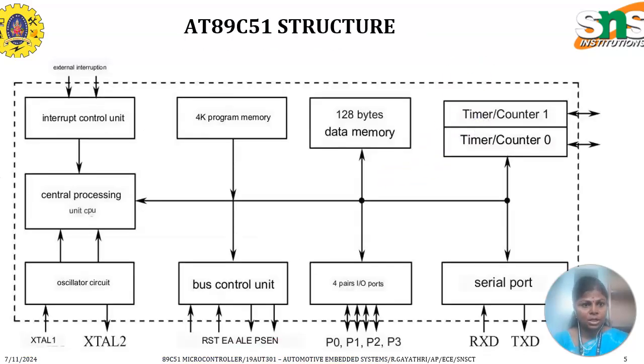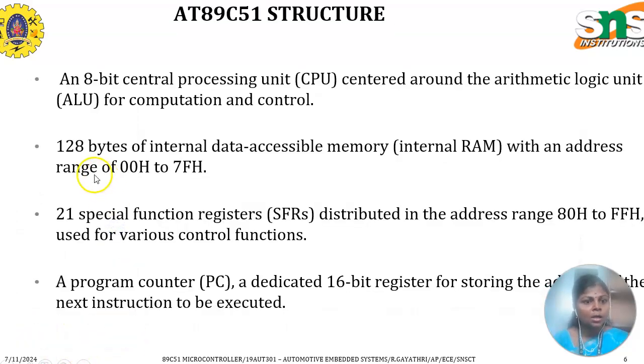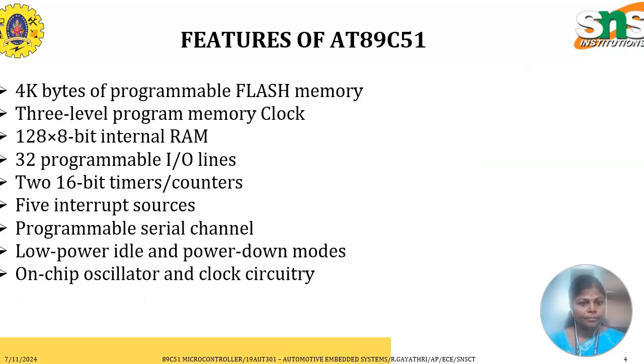89C51 structure: it has an 8-bit central processing unit and an oscillator circuit. The oscillator circuit is connected to 2 pins, XTAL1 and XTAL2, and it has two 16-bit timer counters, 5 interrupt sources, programmable serial channel, low power idle and power down modes, on-chip oscillator and clock circuitry.